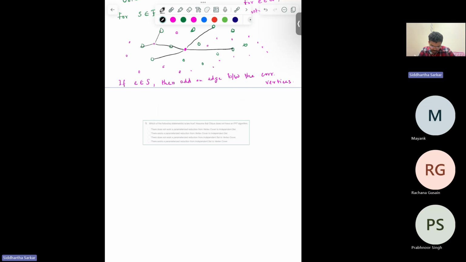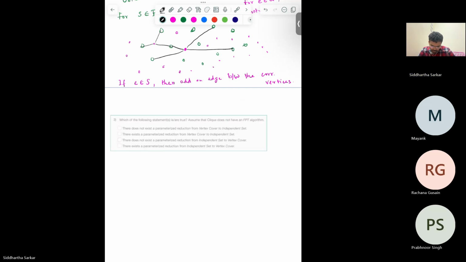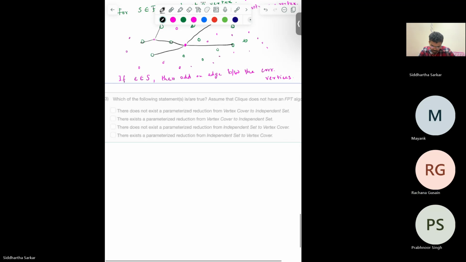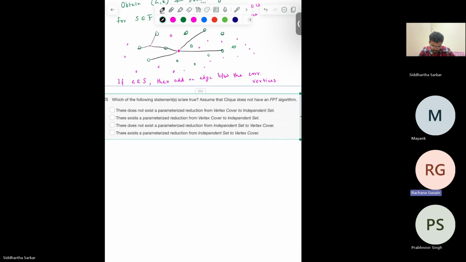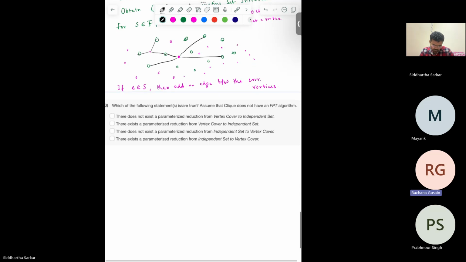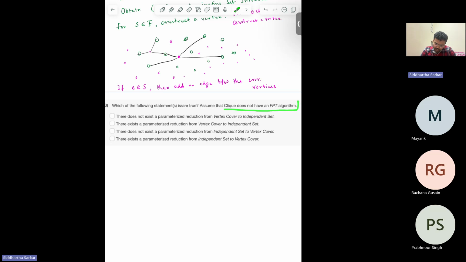Again, there's a question on reduction. So which of the following statements are true? Assume that clique does not have an FPT algorithm.